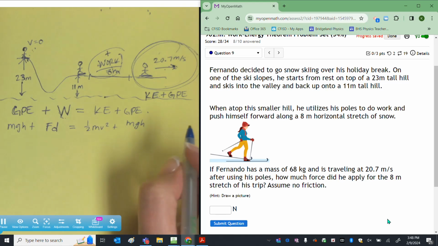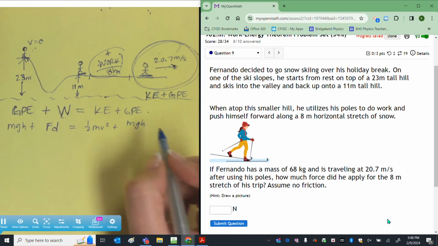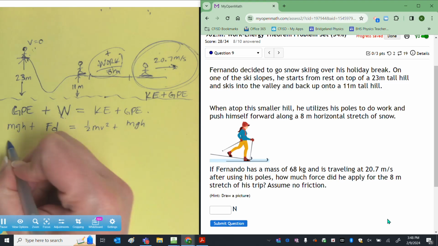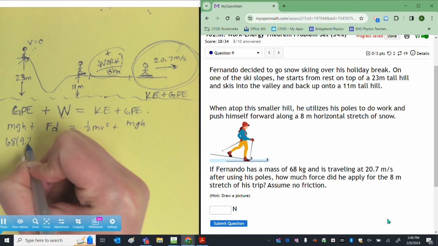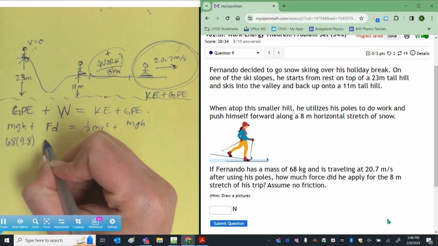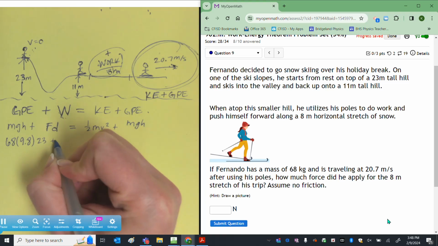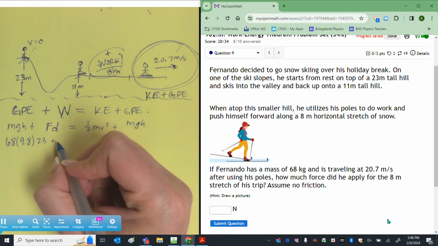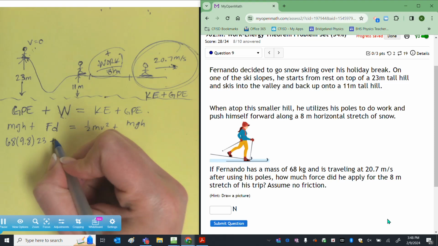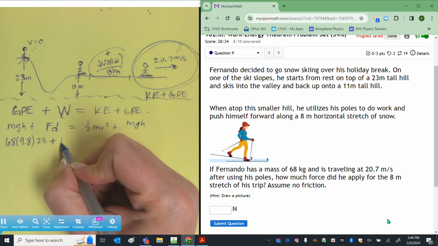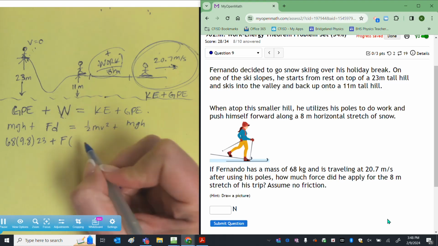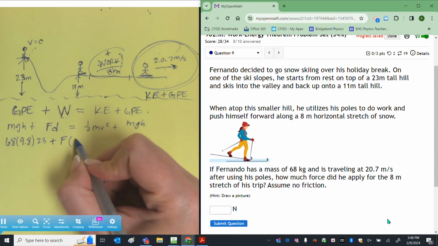My skier has a mass of 68 kilograms. Gravity is 9.8. The height of the first hill is 23 meters. Plus the force that he uses is what we're trying to solve for. That's what the question asks. How much force did he apply? So F is my variable. But I do know how long he applied the force. It was for an 8-meter stretch.